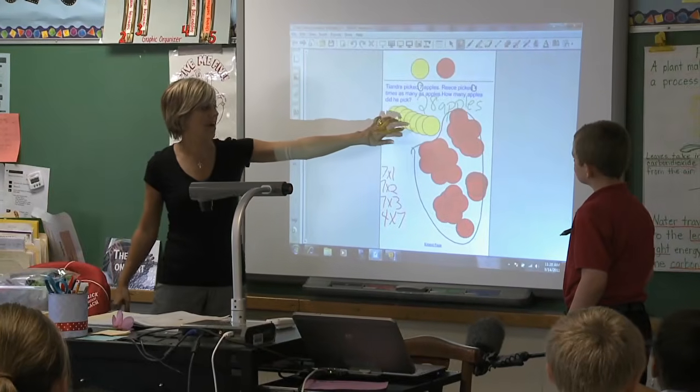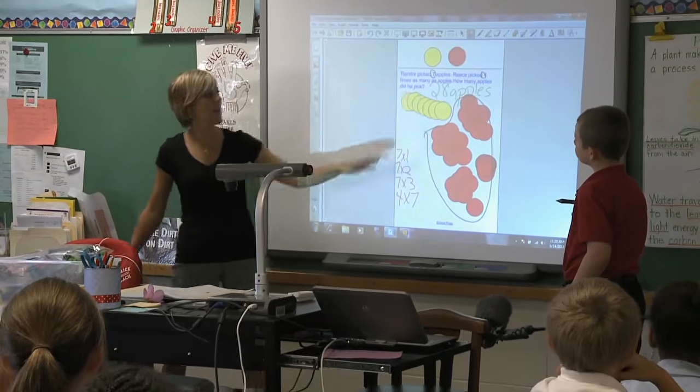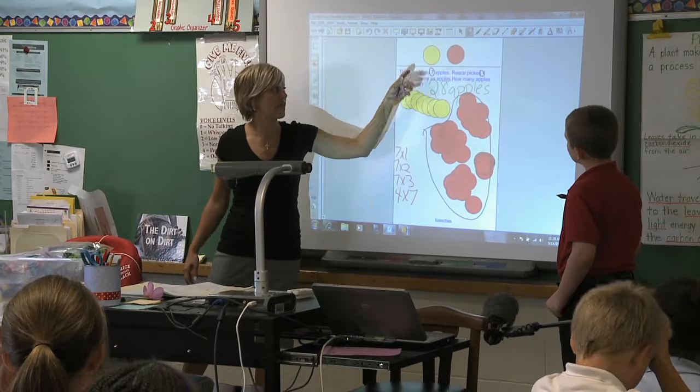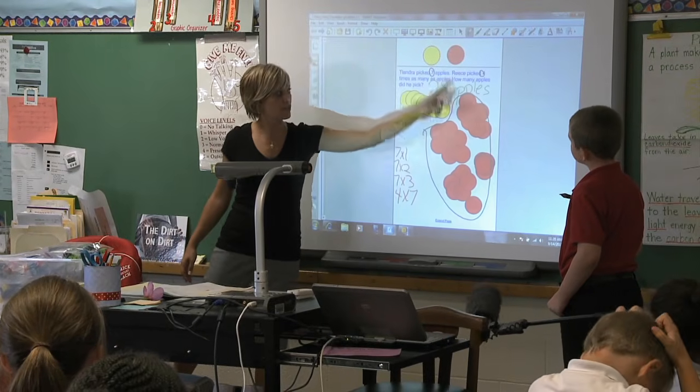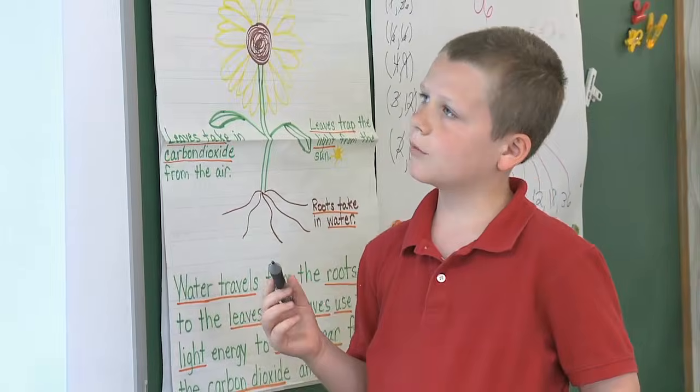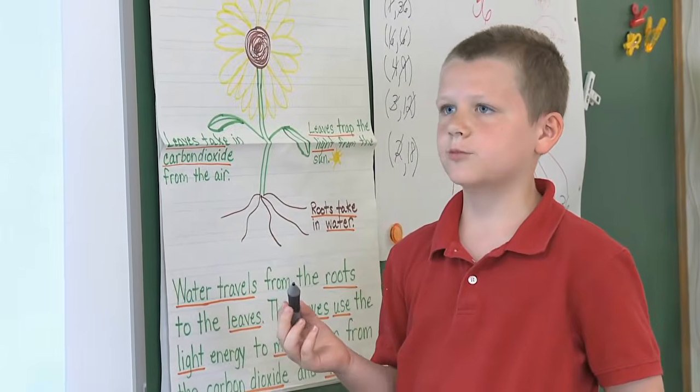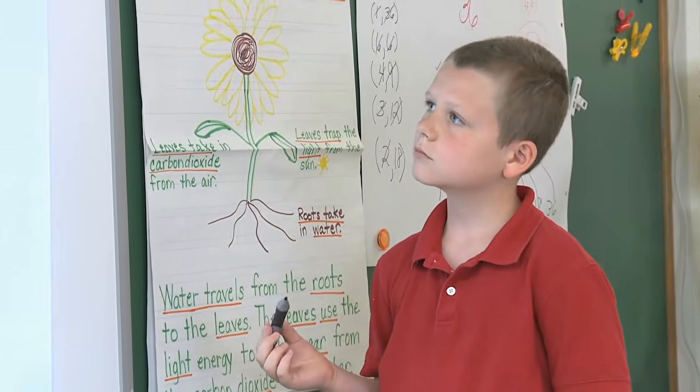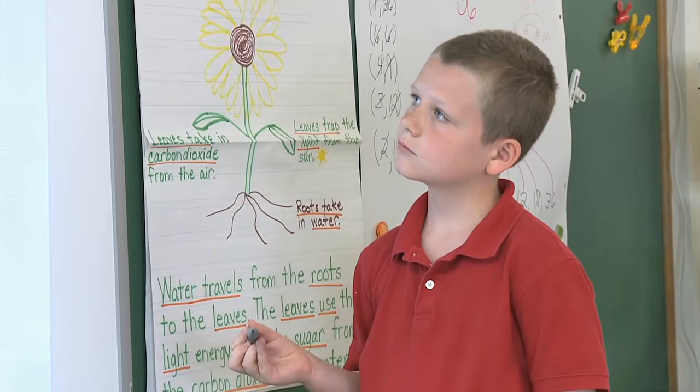And who's that about? Tiandra. And what is the rest of the story about? We've got to use this information, but what is the question focusing on? It's focusing on how many apples we picked. And which one of these colors shows Reese?